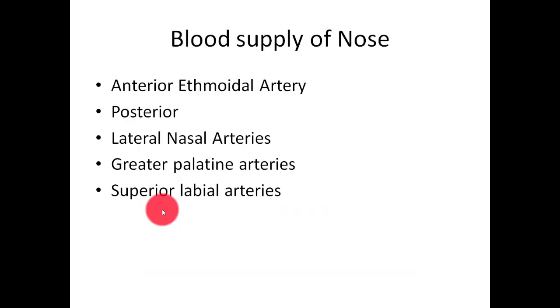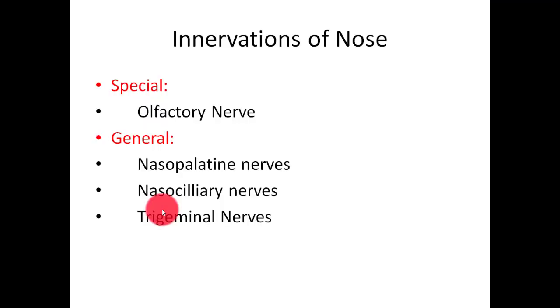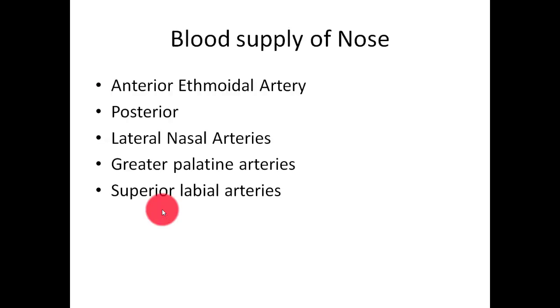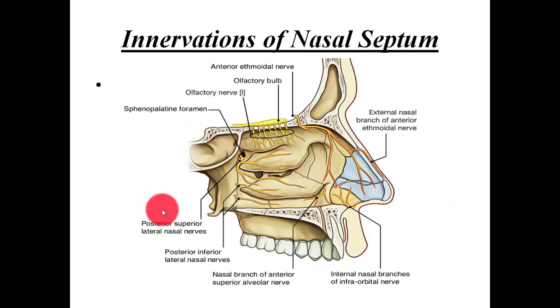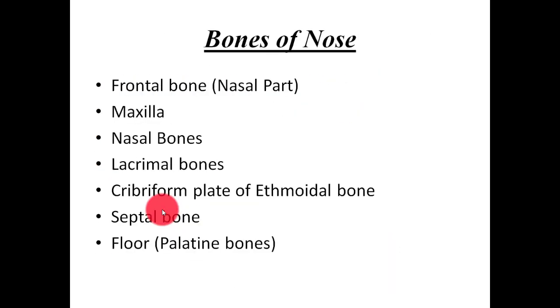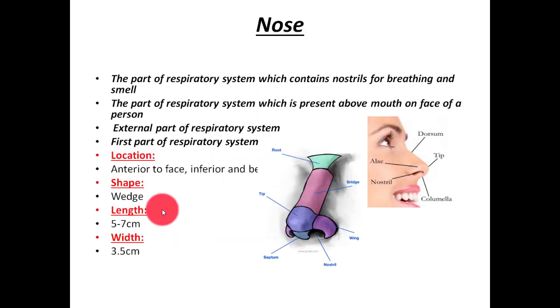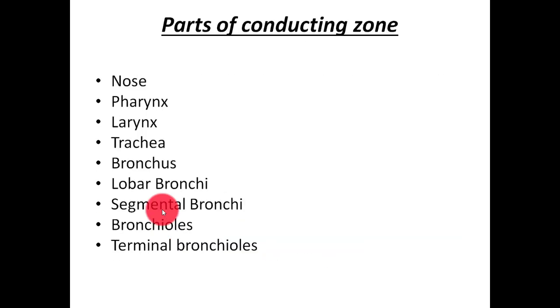So friends, here we are finished with the discussion about the nose of the human body. In the section on the nose we discussed each feature of the nose. In the next lecture we will start discussing the other parts of the conducting zone of the respiratory system. I had told you about the conducting zone. We discussed the nose, and then we will discuss the pharynx, larynx and other parts.